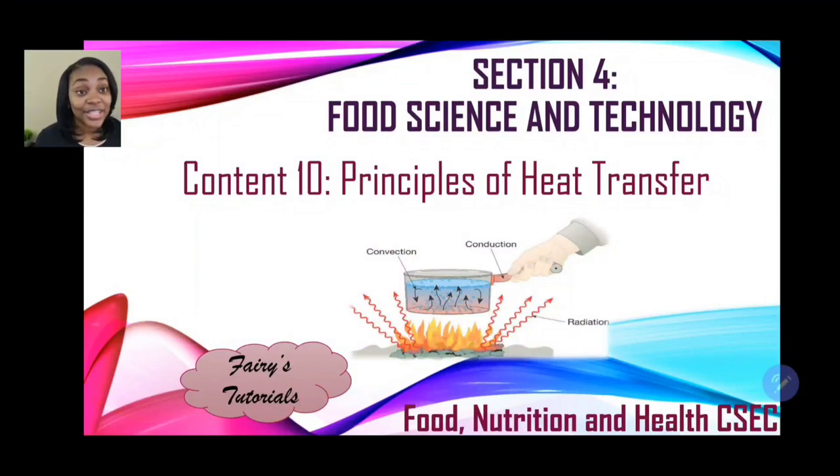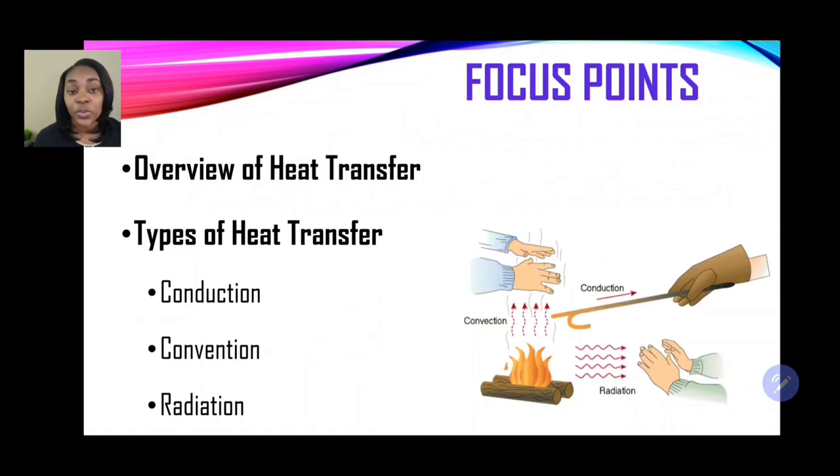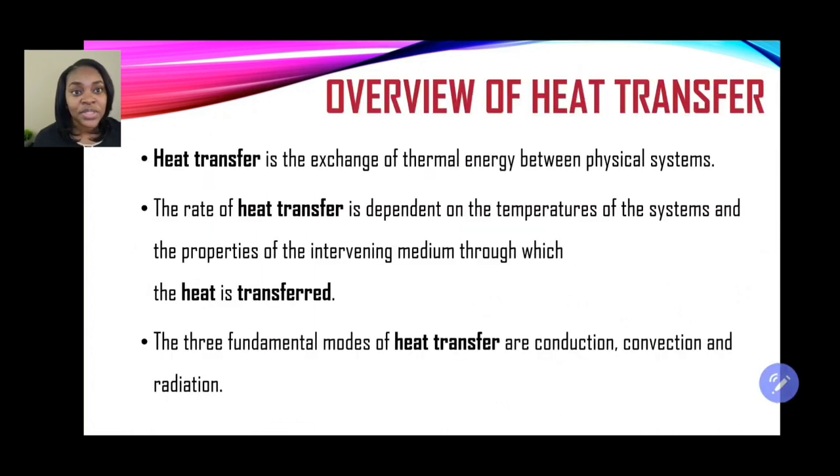And health. Section 4, food science and technology. And in today's session, we're looking at content 10, which has to do with principles of heat transfer. Now, let us take a look at our focus points. So we'll be looking at an overview of heat transfer, and the different types of heat transfer, which are conduction, convection, and radiation. Now, let us start with the overview of heat transfer.